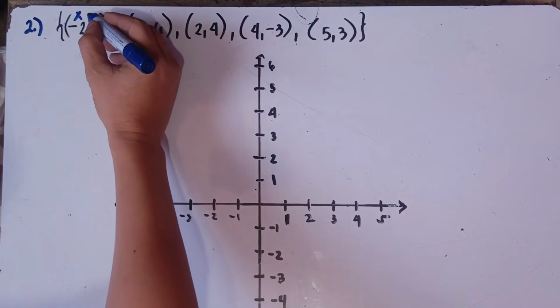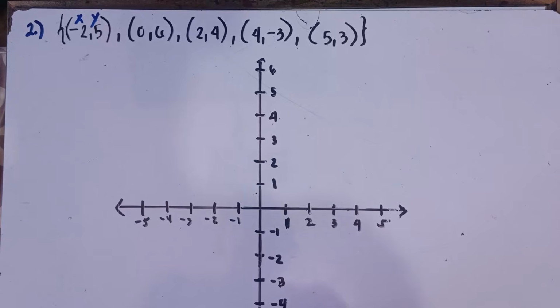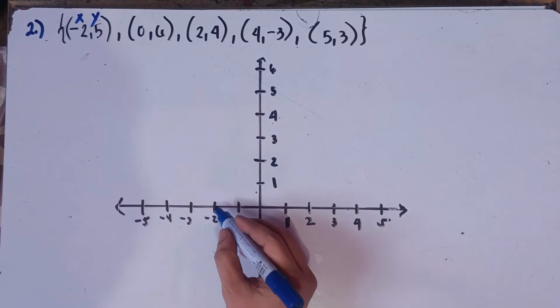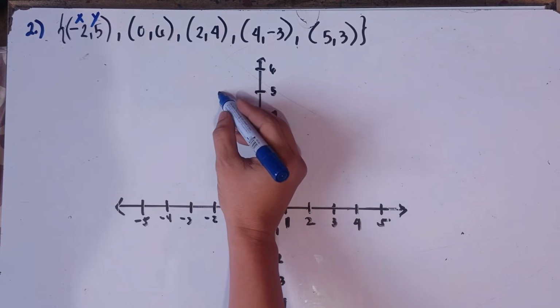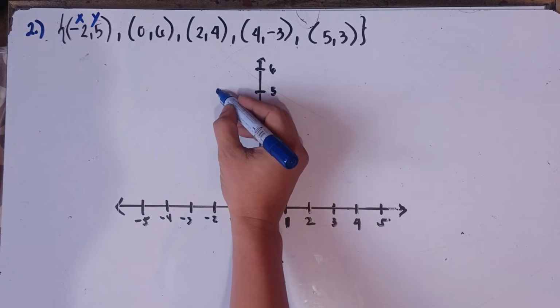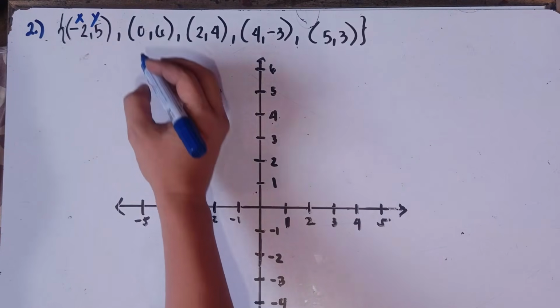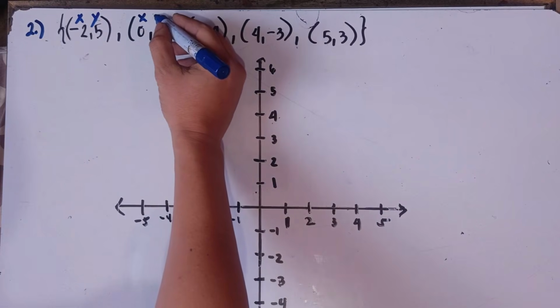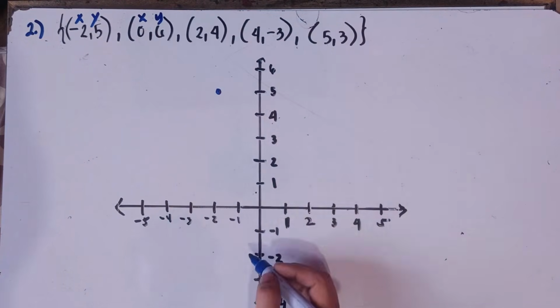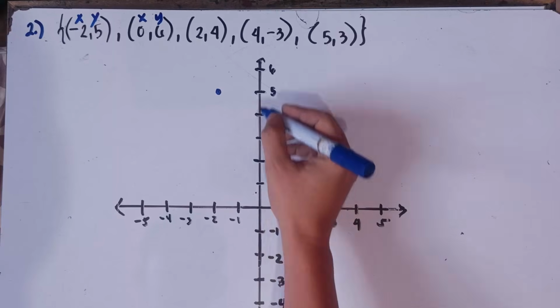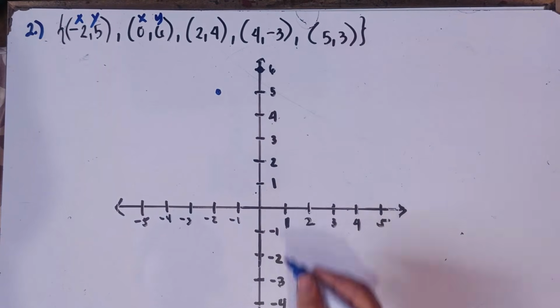So x is negative 2, y is positive 5. Negative 2 and then positive 5, this one right here. Alright, this one, x is 0, and then y is positive 6. So this one right here, x is 0, then y is positive 6.